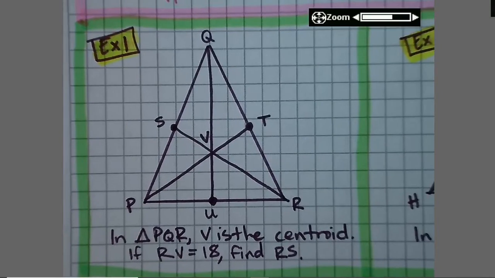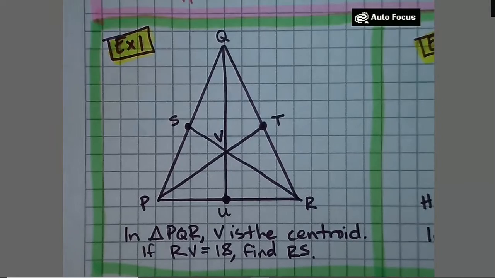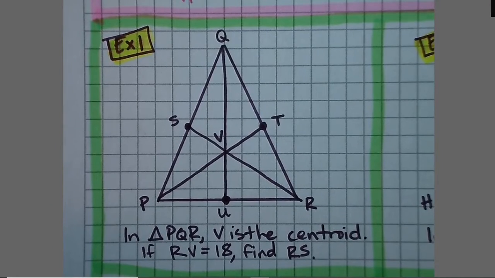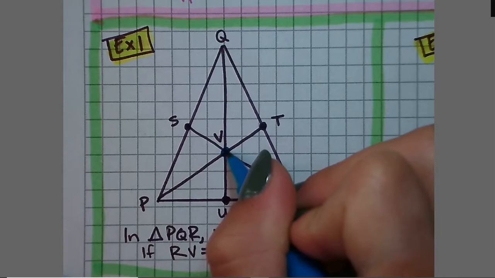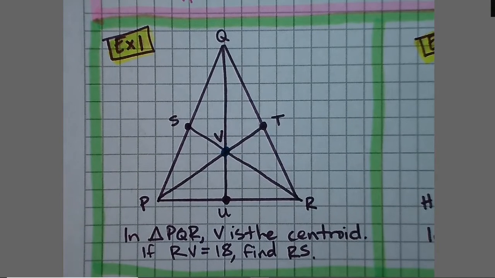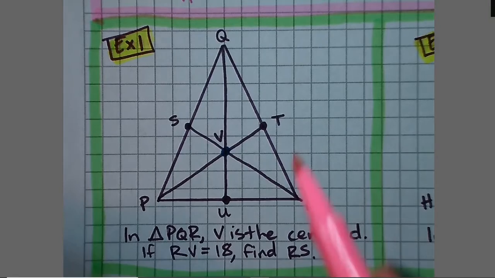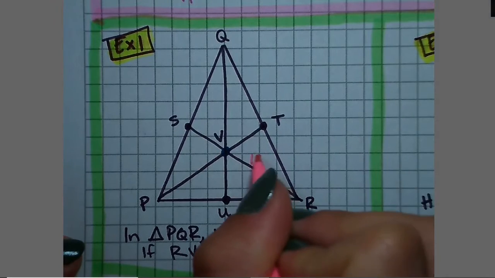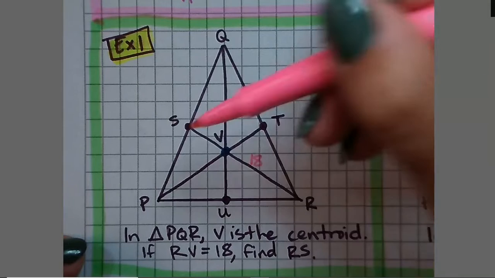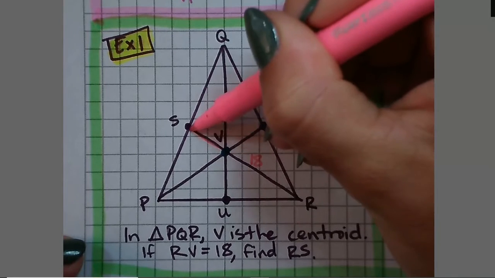All right, example number 1. In triangle PQR, V is the centroid. So this is our centroid. If RV equals 18, find RS. So I'm going to label RV as 18, and it's asking us to find this little portion right here.